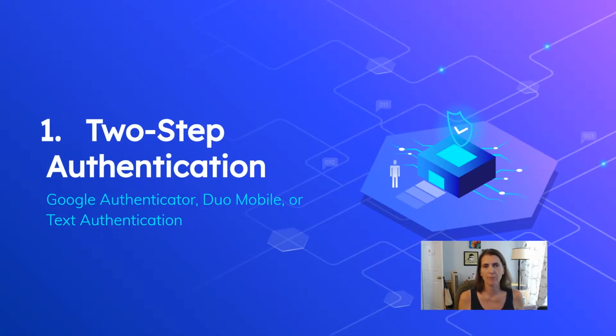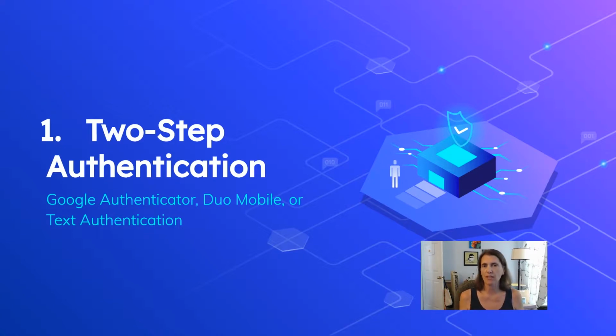So the first step was this two-step authentication. I could use the Google Authenticator, Duo Mobile, or a text authenticator. The text authenticator is basically you give Facebook a phone number, they send me a code or text me a code, I give it back. So a lot of back and forth.